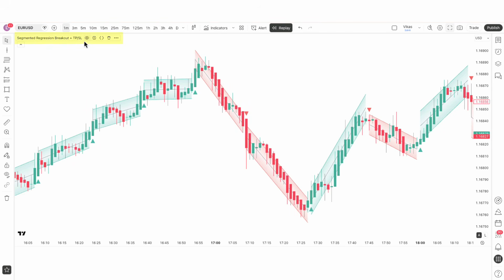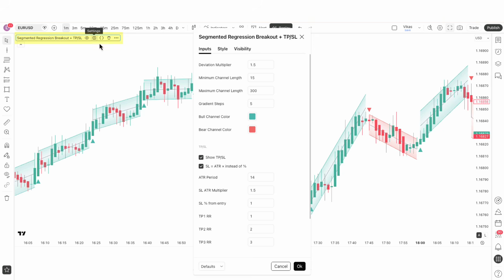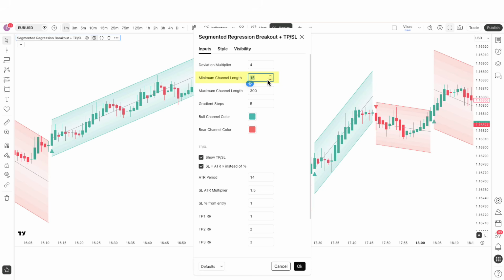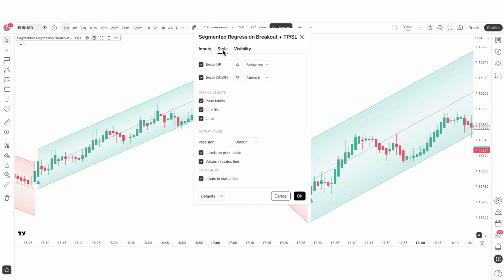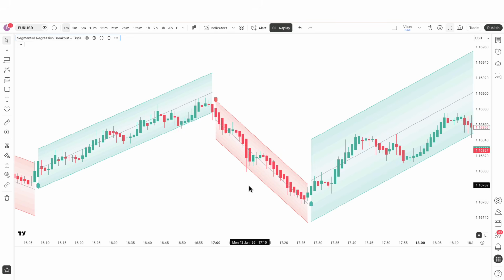Now the indicator settings change for perfect signals. First, we change the deviation multiplier from 1.5 to 4. After that, change the minimum channel length from 15 to 26, and we keep these options hidden. After that, change the break up and break down triangle to label, and we keep these options hidden. Here, everything is fine after that. Click OK. Now we'll add one more indicator to make this strategy more powerful.